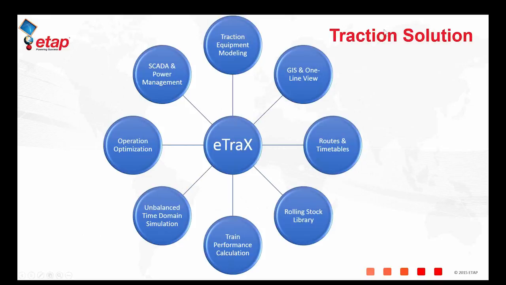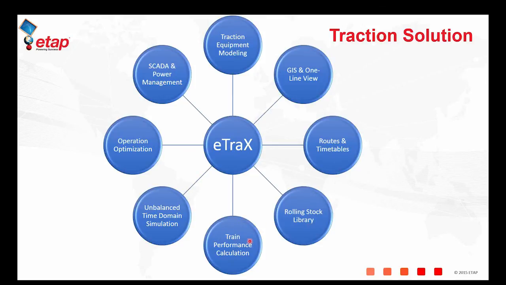As far as the traction solution is concerned, here are some of the main groups or items that are included as part of eTrax. We've developed specific traction equipment models and provided modeling and simulation capability for traction elements like auto transformers, booster transformers, and so on. We've taken advantage of geospatial diagrams and the existing single line diagram that we provide within the ETAP software. We also include routes and timetables that can be defined and created into multiple what-if scenarios. There is an existing rolling stock library that you can use to model different types of trains in the system.